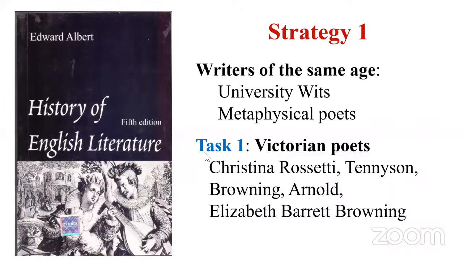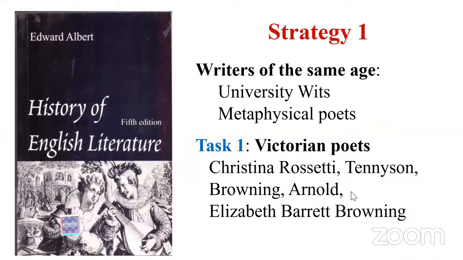So here is an activity for you. Task 1, once this webinar is over, do this. We have Victorian poets. I have given Christina Rossetti, Tennyson, Browning, Arnold, Elizabeth Barrett Browning. Arrange these Victorian poets chronologically. Maybe you can use this book when it comes to detailed analysis of history of English literature, especially in terms of years. You can rely on Edward Albert's History of English Literature. So this is your job to do.